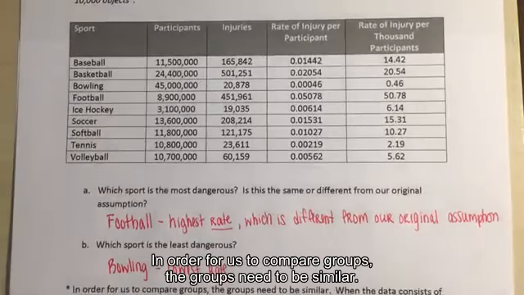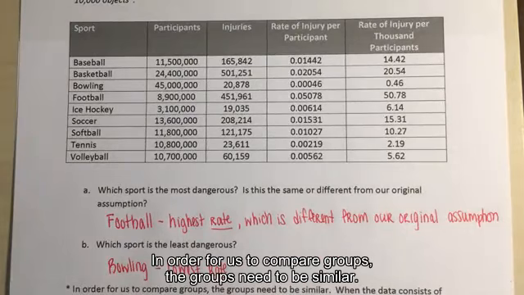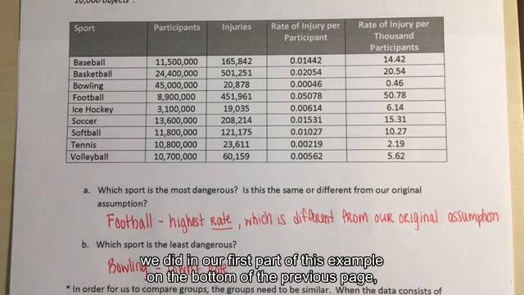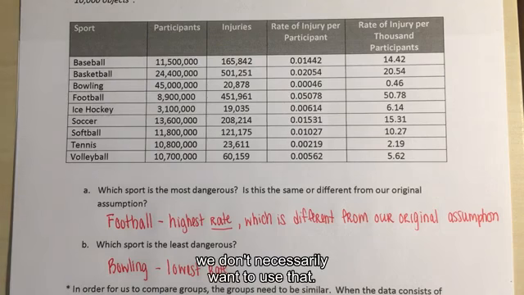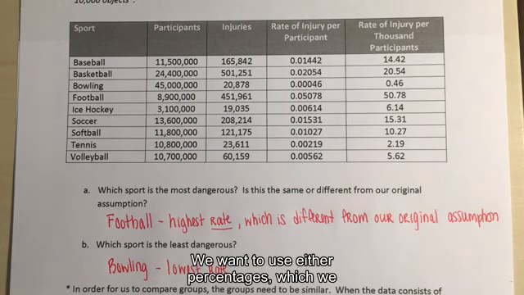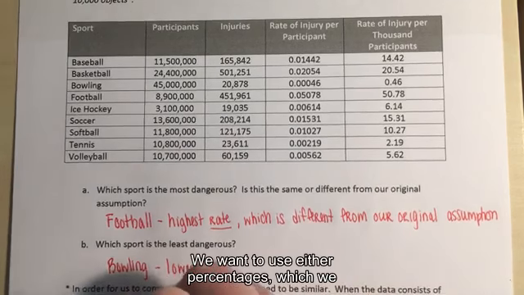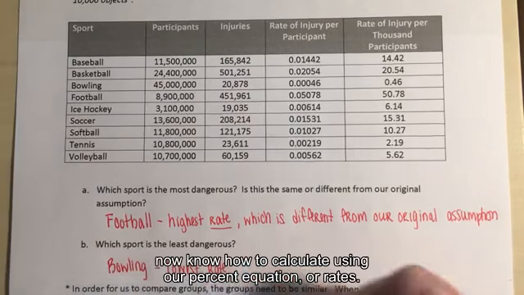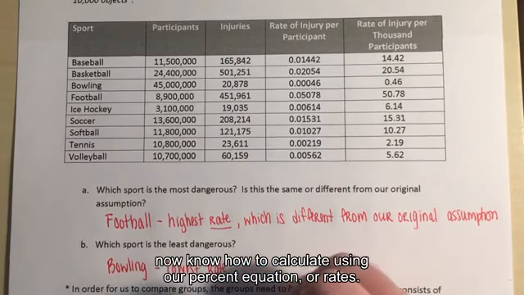In order for us to compare groups, the groups need to be similar. When the data consists of counts, like we used in the first part of this example on the bottom of the previous page, we don't necessarily want to use that. We want to use either percentages, which we now know how to calculate using our percent equation, or rates.